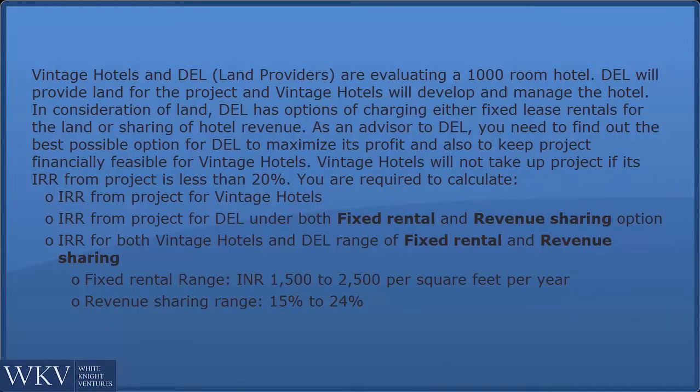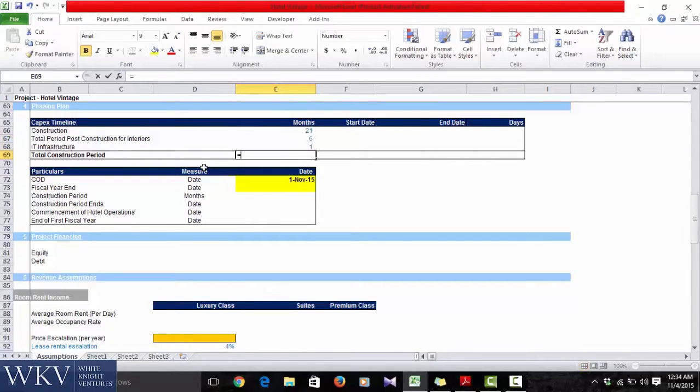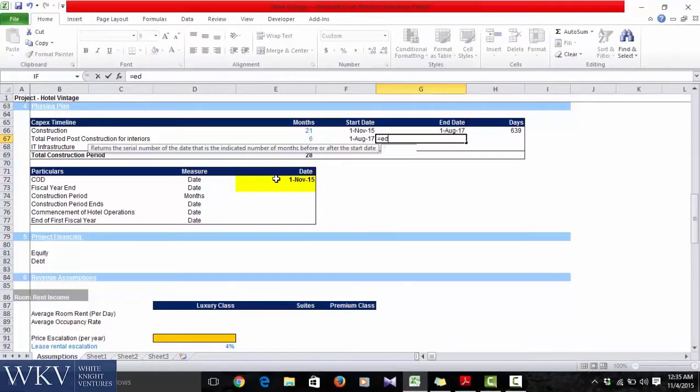Vintage Hotels and DEL, the land providers, are evaluating a 1,000-room hotel project. The start date is linked to the commencement date of 1st November 2015. The end date of the construction period will be calculated through the EDATE formula, which requires a start date and the number of months to be added to it. We have both these values in the previous columns. The number of days can be calculated from the difference of the start and end dates of construction.